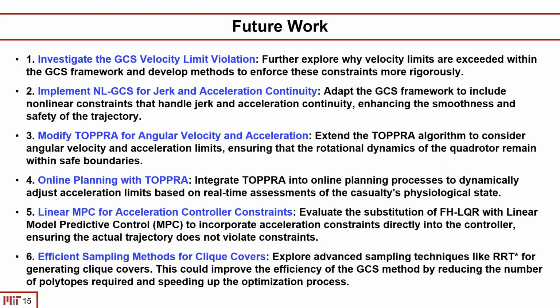There are many avenues for future work. First, I'd like to investigate why the GCS-only trajectory violated the velocity limit. Next, I'd like to implement nonlinear GCS to ensure jerk and acceleration continuity. I would also like to modify TOPPRA to include angular velocity and acceleration constraints.